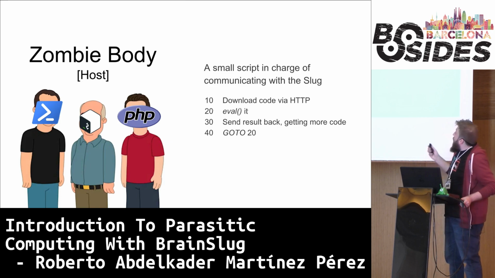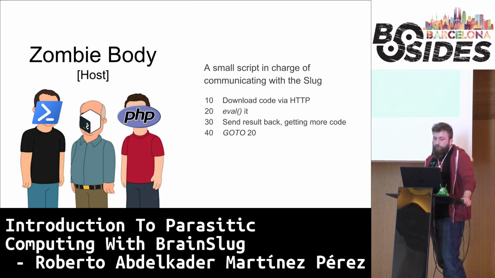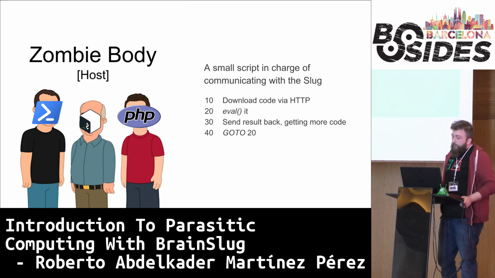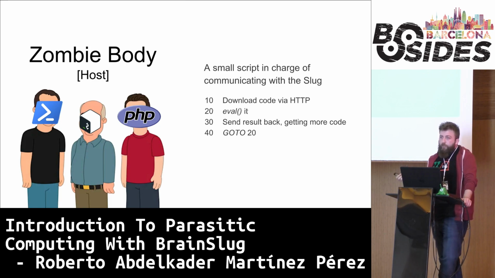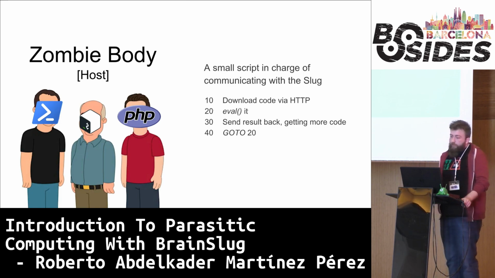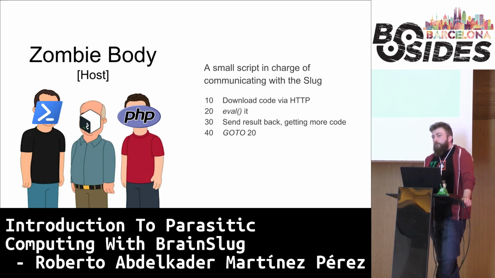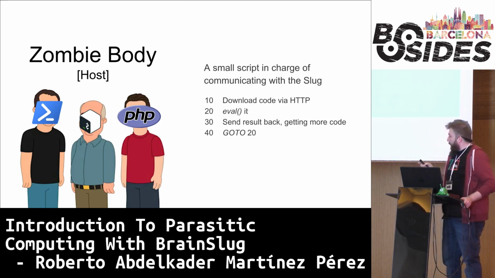This is the pseudocode for a very normal body. The first thing it does is download some code from the slug via HTTP, evaluate the code using eval, and send the result of the evaluation back to the server via the same HTTP request. When sending back the result, it will download some new code, and it will repeat the same loop over and over.